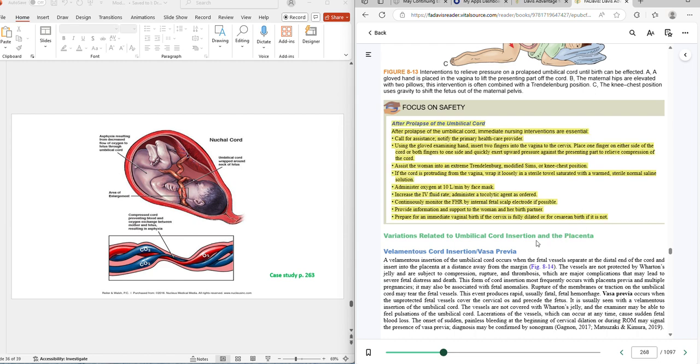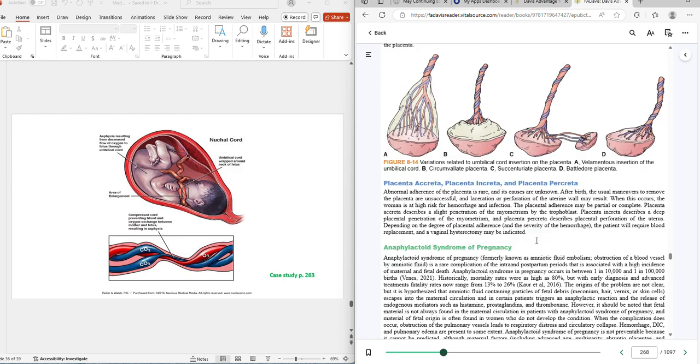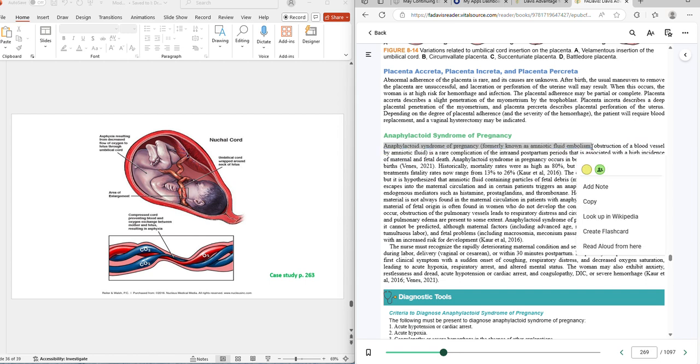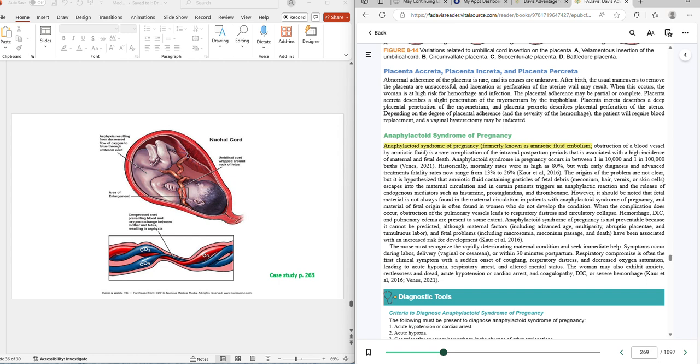Anaphylactoid syndrome on page 269. This is amniotic fluid embolism, formerly known as, okay? Anaphylactoid syndrome of pregnancy. This is when the amniotic fluid gets into the bloodstream, into the blood vessels, and it causes an embolism, okay? It does happen in 1 to 10,000 or 1 to 100,000 births. Not very common, but it does happen, and it can be fatal. Usually is fatal.